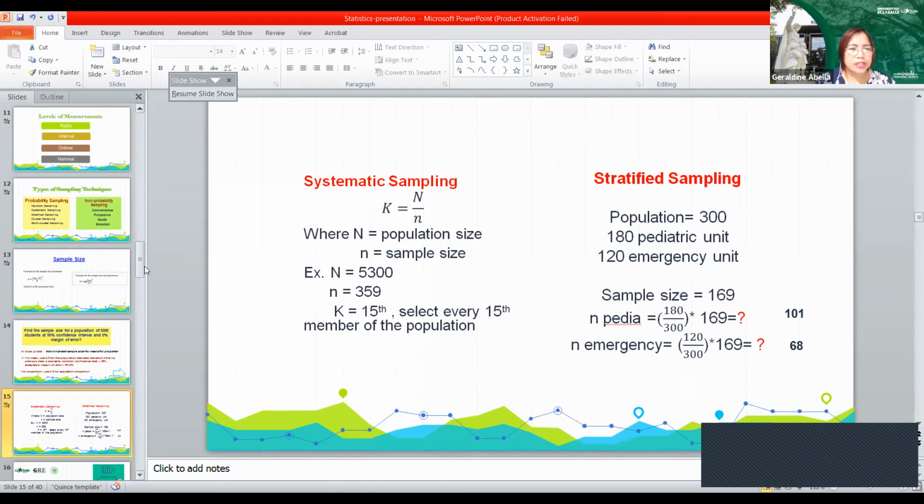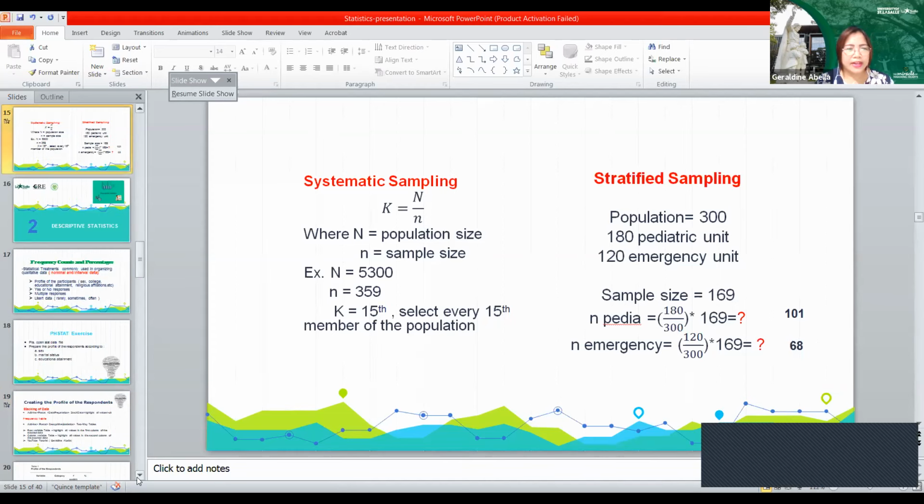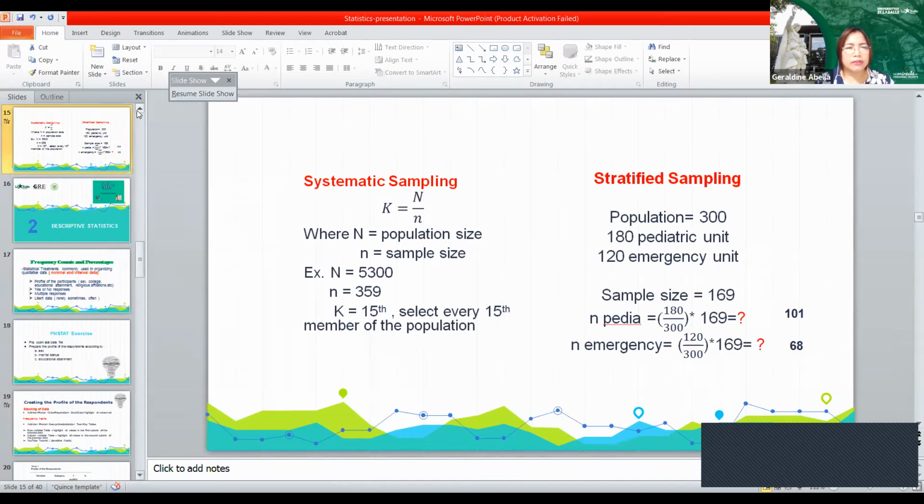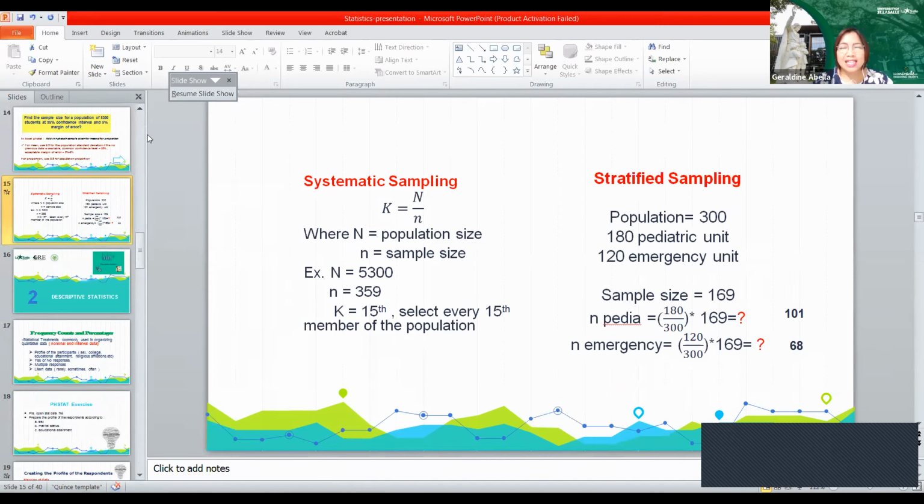Are there any questions in finding the sample size? As I've said, it is very helpful if you install PHStat in your Excel. There are also several software packages like SPSS. However, SPSS requires a license, so you have to pay for it.